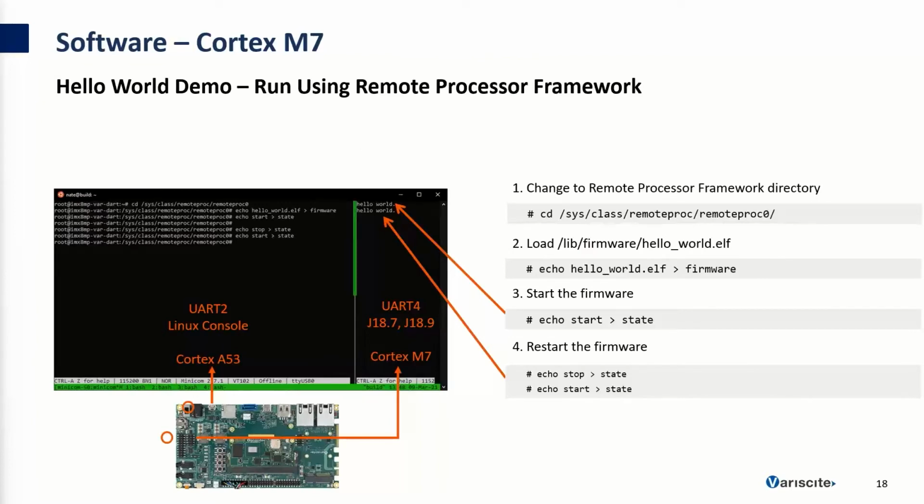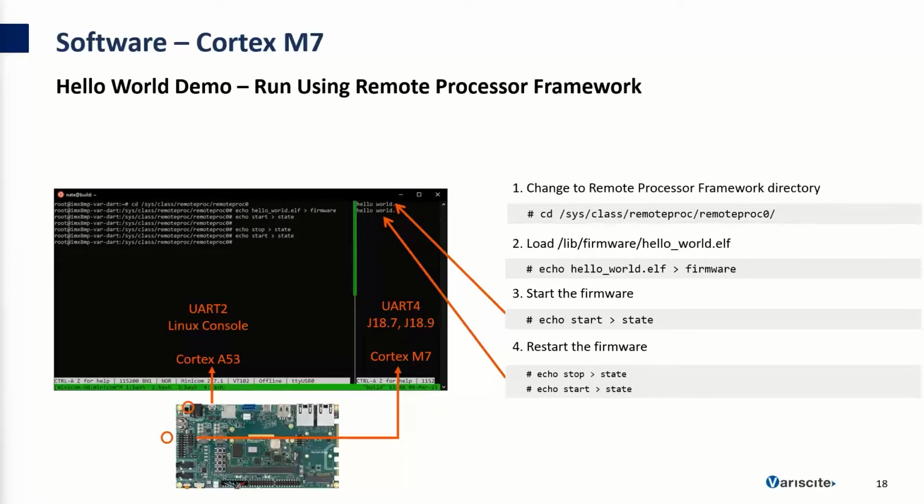Okay, after building the M7 firmware, installing the hello world.elf on the 8M Plus, and booting a dedicated device tree, let's look at how to run the Hello World demo from Linux. Here in this picture on the left, we have the UART2 Linux console connected to the A53, and on the right, we have UART4 connected to the M7.